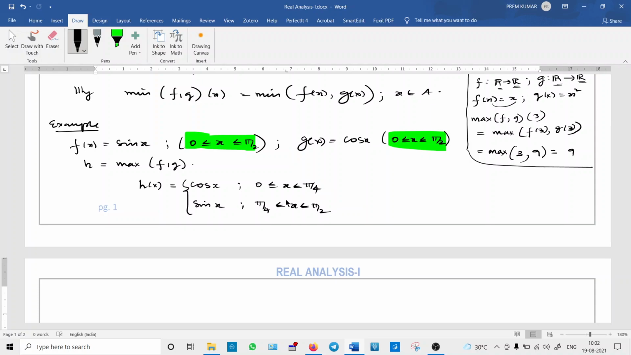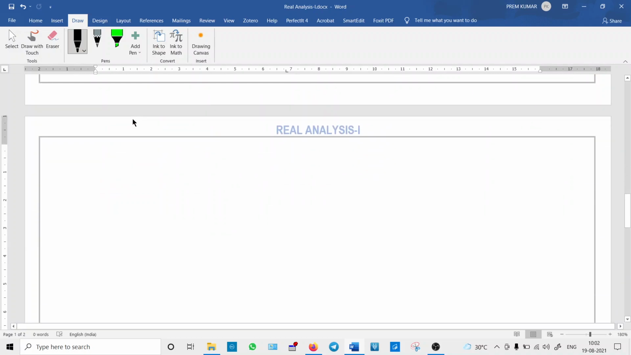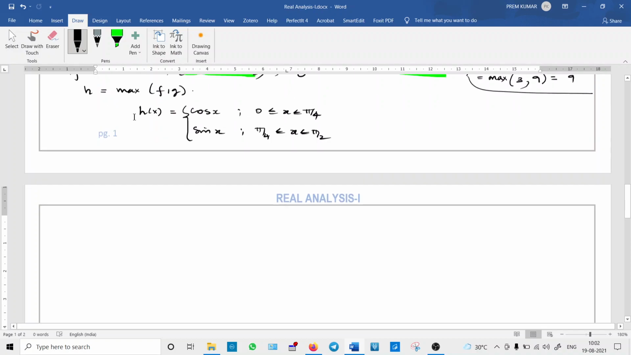If you want to find the minimum, the same thing you can analyze. From 0 to pi by 4, it will be sin x, and pi by 4 to pi by 2, it will be cos x. So like this, a lot of examples you can think of. Now another definition is there.